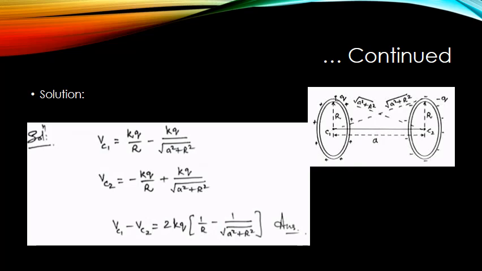Similarly, at point C2, the electrostatic potential Vc2 is given by minus kq by r plus kq by under root a square plus r square. The first term again represents the electrostatic potential at C2 due to the negatively charged ring, and the second term is the electrostatic potential at point C2 due to the positively charged ring. When we find out the difference, we get Vc1 minus Vc2 equal to 2kq multiplied by 1 by r minus 1 by under root a square plus r square, and that is the final answer to this question.